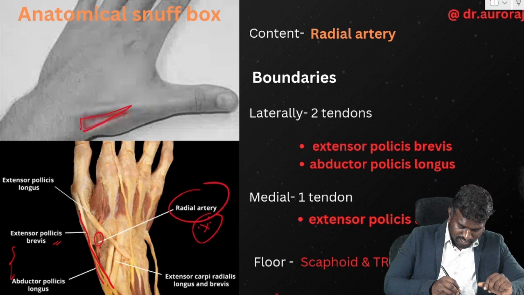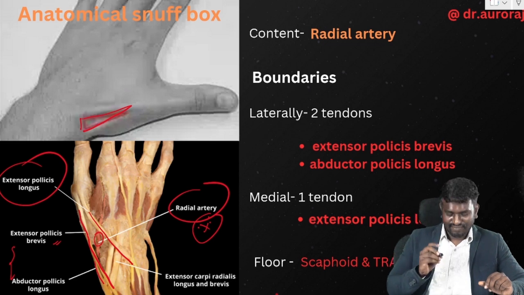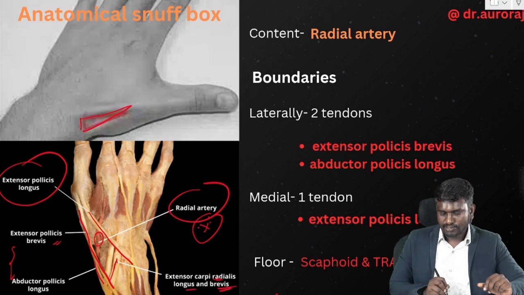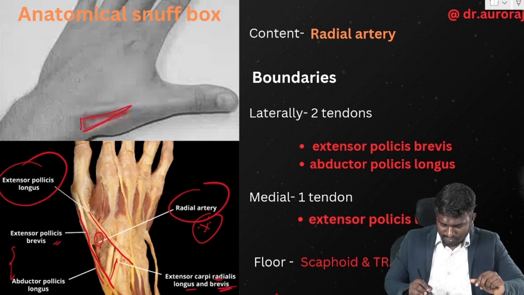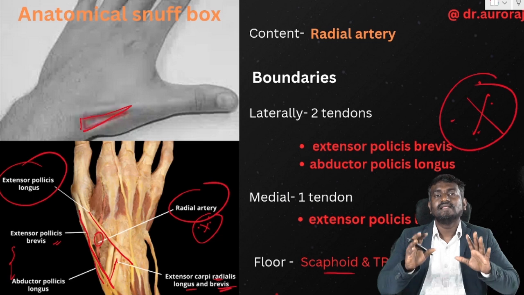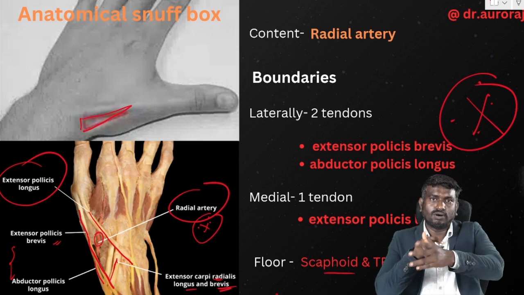Medial tendon right over here, this is going to be extensor pollicis longus, very good. And then right over here we have extensor carpi radialis longus and also brevis. The floor of the anatomic snuffbox is going to be scaphoid and trapezium. This is going to be very important. Please do revise your very own anatomical snuffbox.